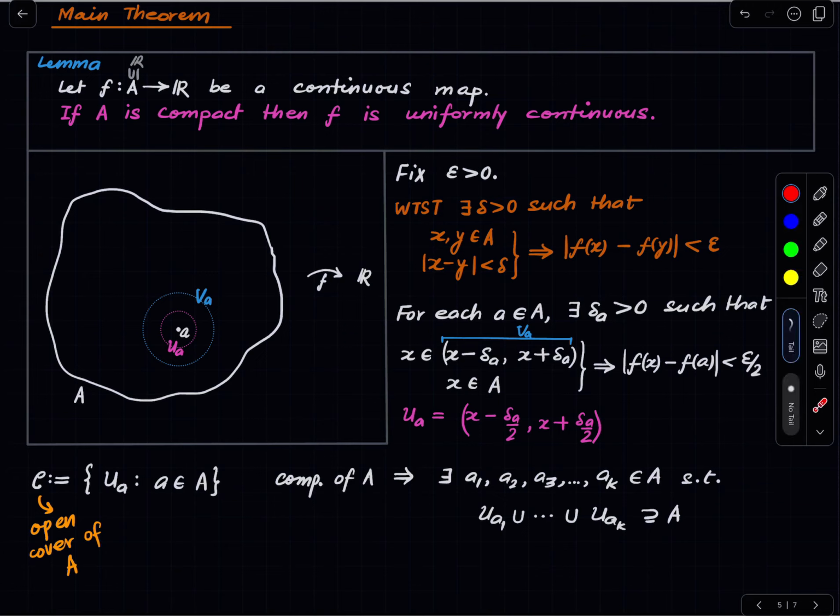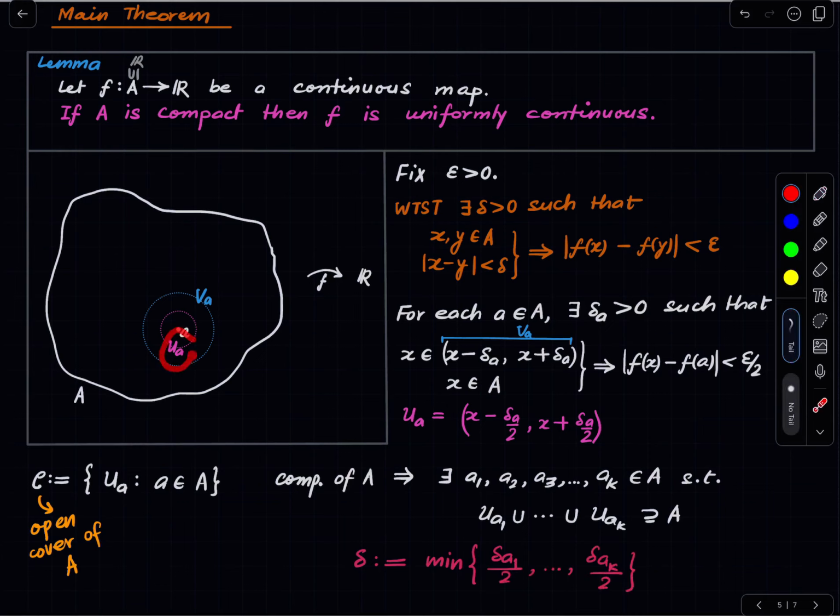So far so good. It's unclear why we are doing all of this, but soon you will see the reason for all of this. Okay. Now we will create our delta, the promised delta. So define delta as the minimum of all these things.